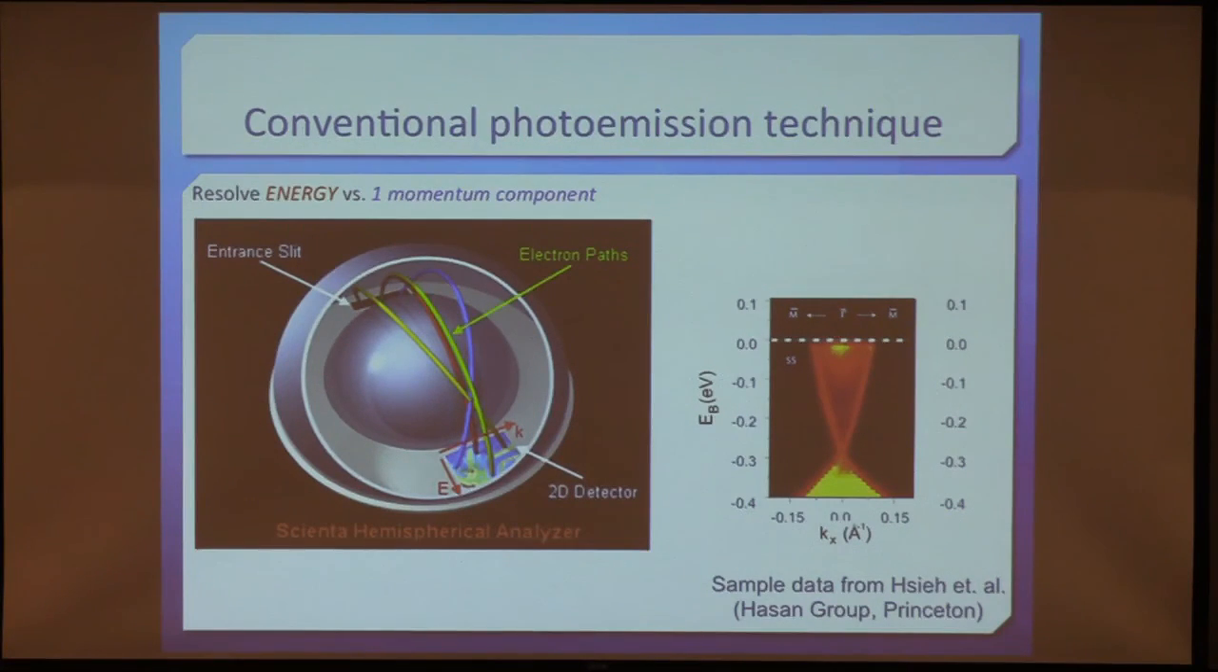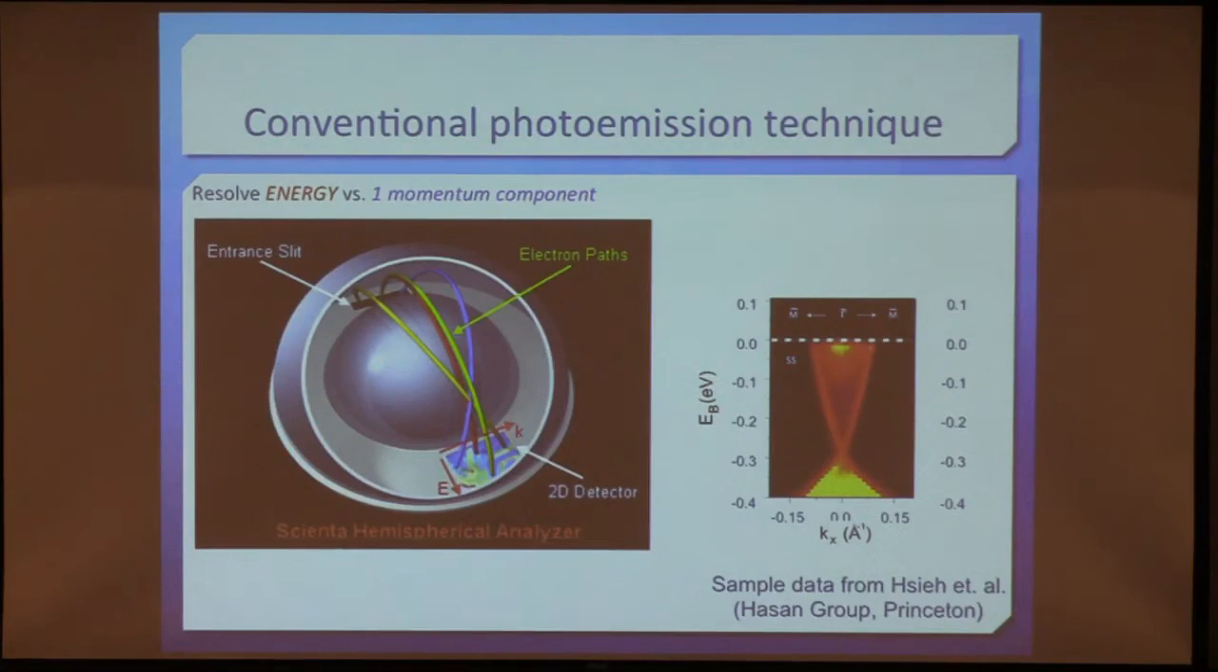So here's the typical data, where the energy is obtained from here, and the kx, let's say, is obtained from this direction here. What you are really looking at is the surface states of a topological insulator. This is the Dirac cone we are looking at here. You can see the bulk states a bit right here. This is the Fermi level. Everything below is occupied. Everything above is empty.